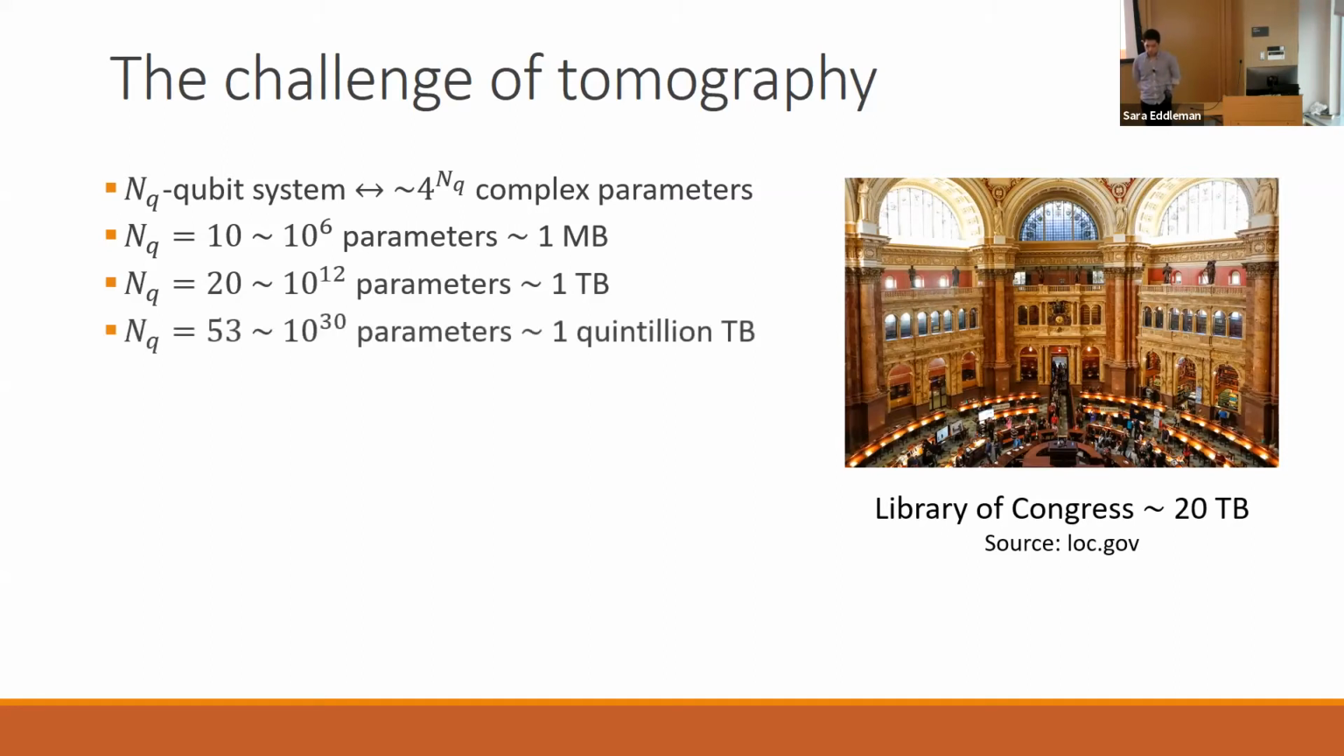Earlier this year, a quantum computer was constructed by Google with which they declared quantum supremacy. That quantum computer had 53 qubits, which corresponds to 10 to the 30 parameters, which takes 1 quintillion terabytes just to store, forget working with.